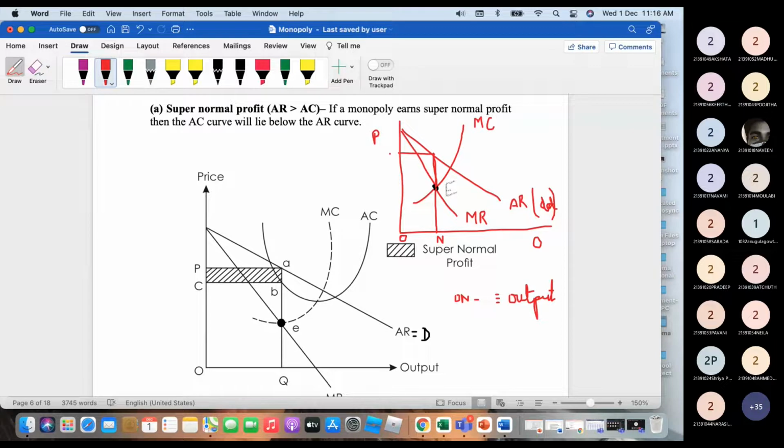Have you done, all of you? Yes, ma'am. So there you will write P. So OP is your equilibrium price.